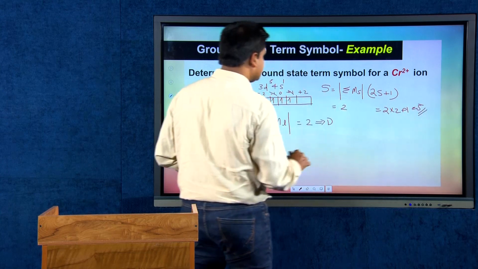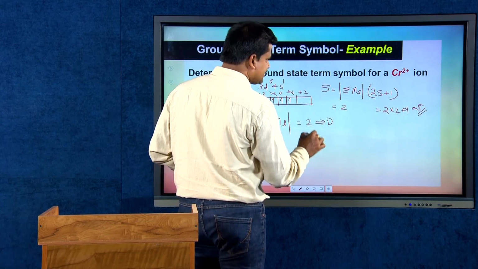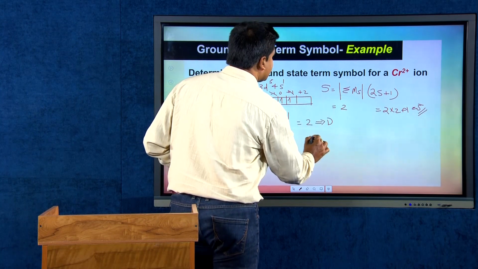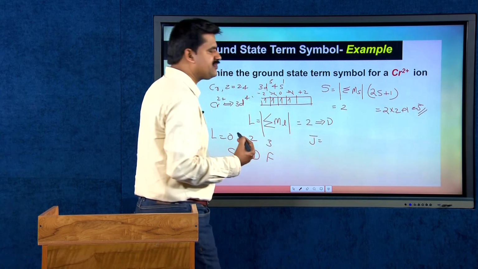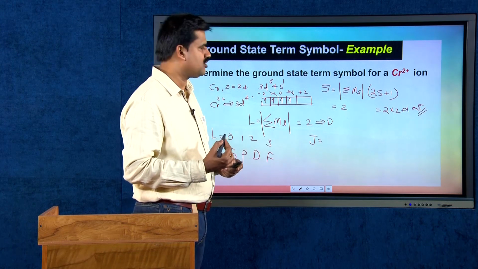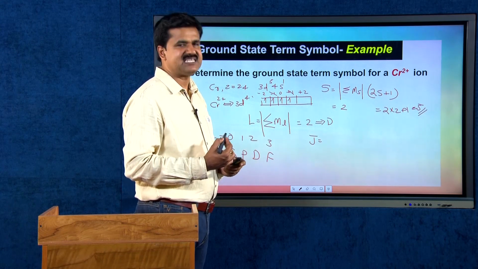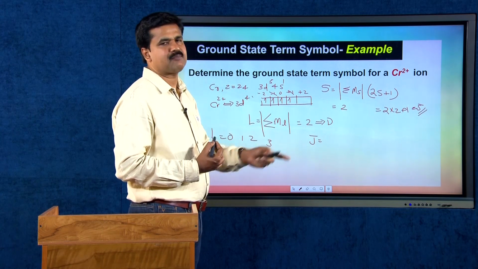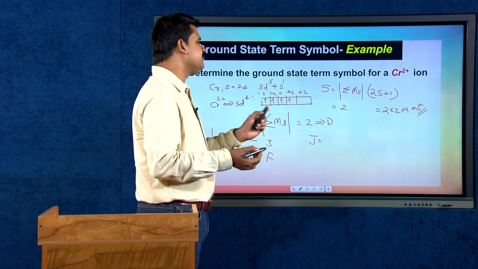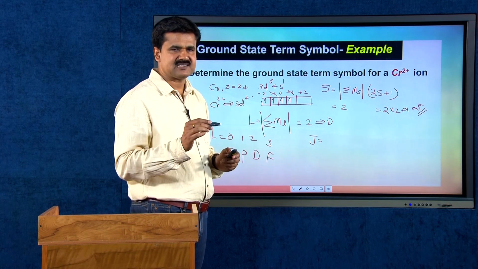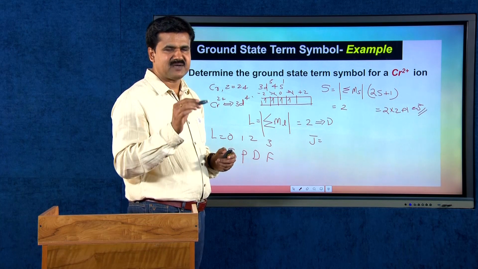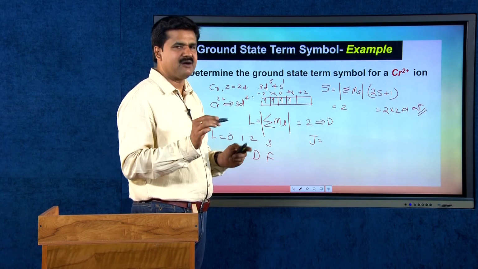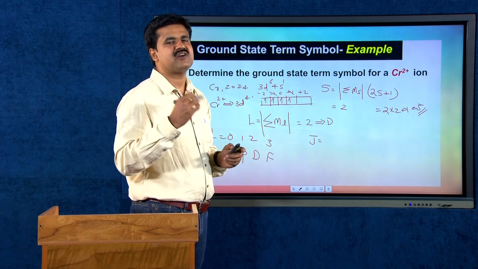So, I got the value of 2S plus 1 as 5, and L equal to 2, the D term. Finally, I require one more quantum number, that is J, the total angular momentum quantum number. J has 2 limiting values. J may be L minus S as the minimum value, and L plus S as the highest value. The different values of J range from L plus S, L plus S minus 1, L plus S minus 2, and so on, up to modulus of L minus S. So, the minimum value is L minus S and the highest value is L plus S.